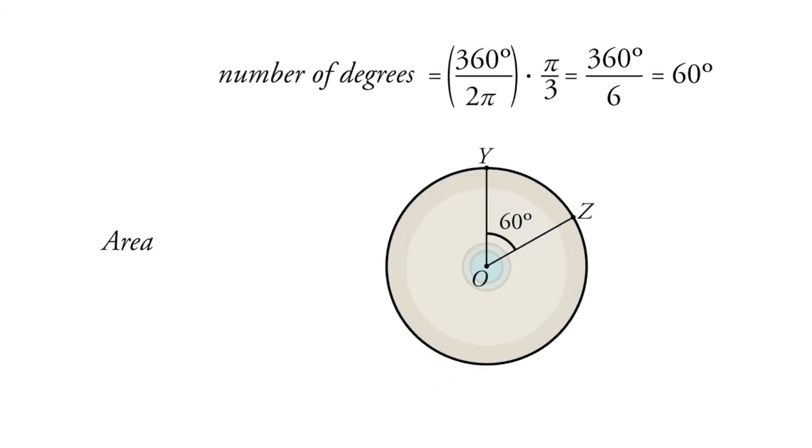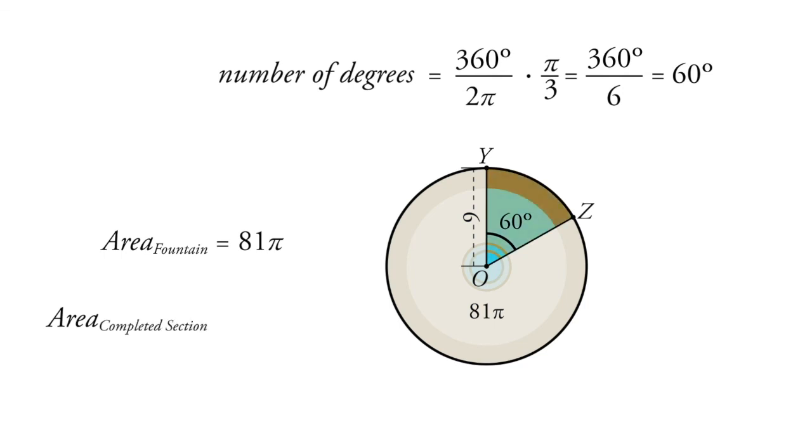So the area of the entire fountain, once completed, will be area equals pi r squared. And in this case, it's given that our radius is 9. So area equals pi times 9 squared, which is equal to 81 pi. The area of the completed section then is 1/6 of that. So it's 81 pi divided by 6, which is 13.5 pi. And that's our answer.